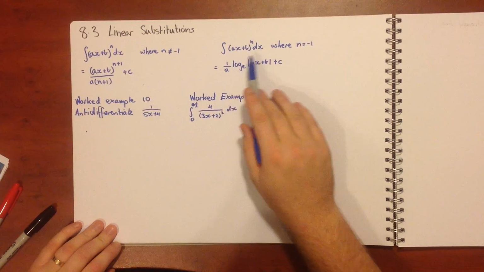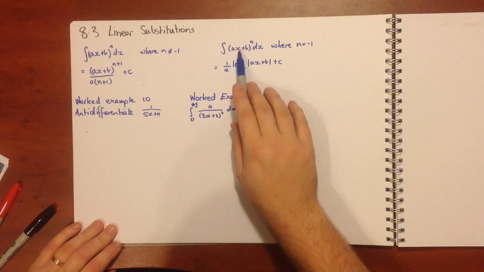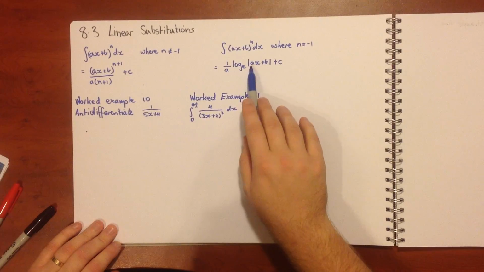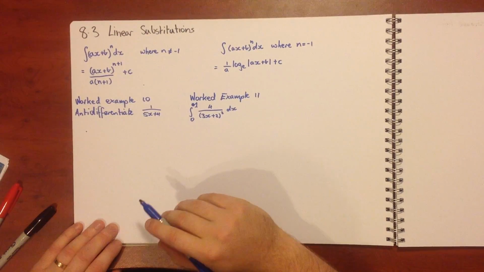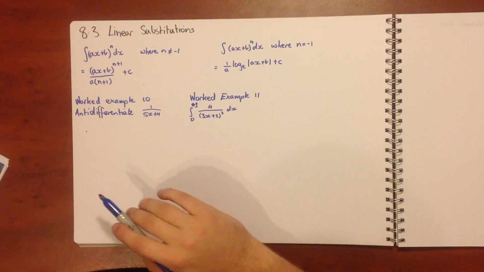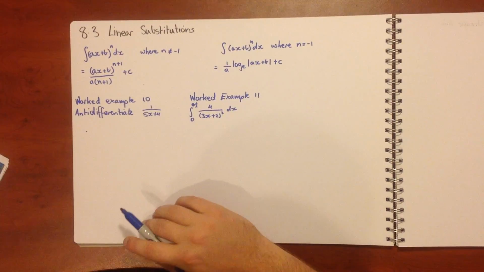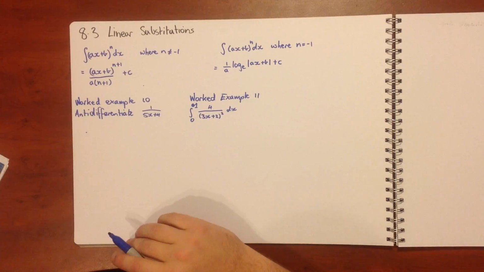When n equals negative 1, what happens is we get 1 on a, so again our coefficient of x, log to the base e of the modulus of ax plus b plus c. So that's when n is equal to negative 1. So I won't worry about the substitution stuff for these ones. The reason why they've done it is because we do need it for some ones later on, but let's not muddy the waters, let's keep it simple when we can.